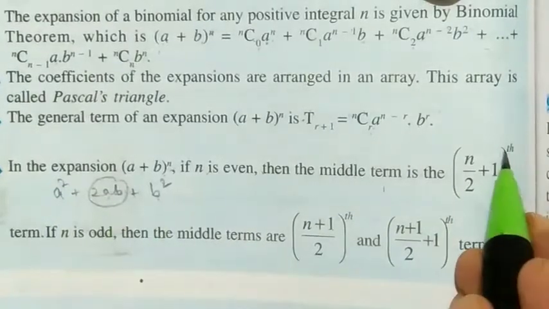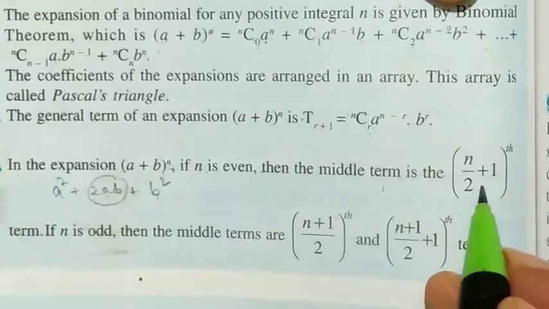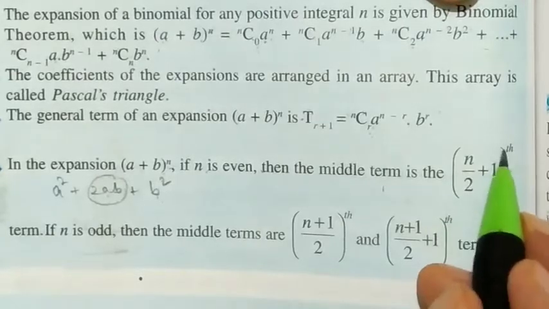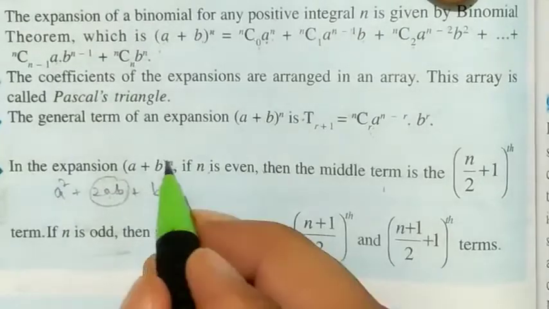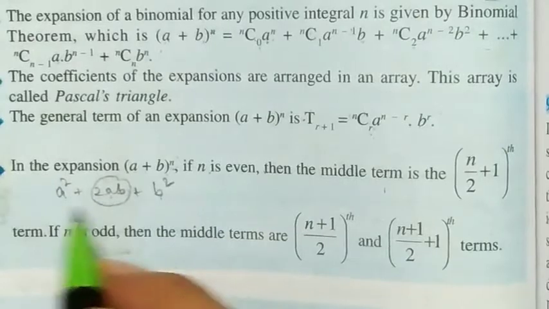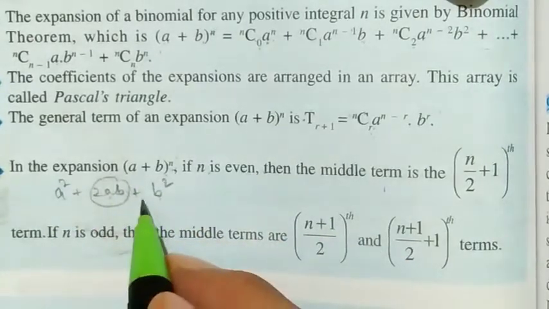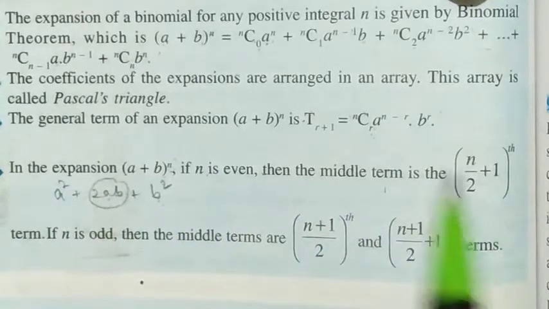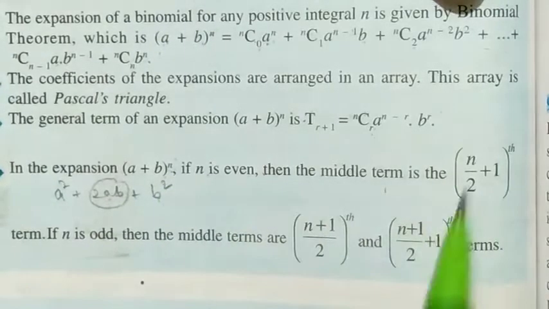The 'th' is used for any term like 5th, 6th, 7th. For first it is 'st', second it is 'nd', and third it is 'rd', and so on. So if n is even, say the power is 2, the number of terms will be 3. If n is even, the number of terms will be odd. So if the number of terms is odd, then only one middle term is possible. So that will be n by 2 plus 1. That is the middle term.